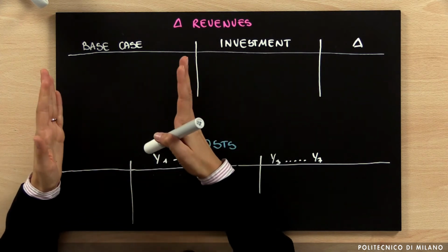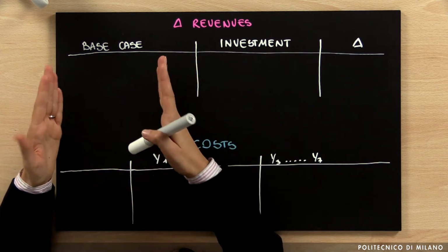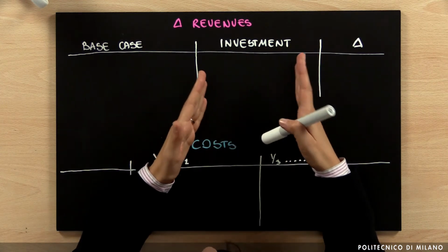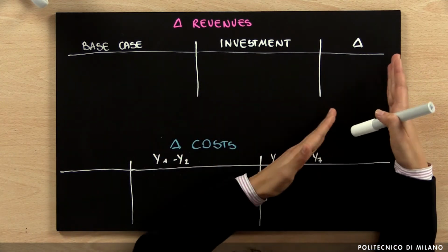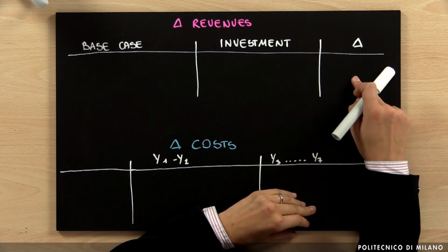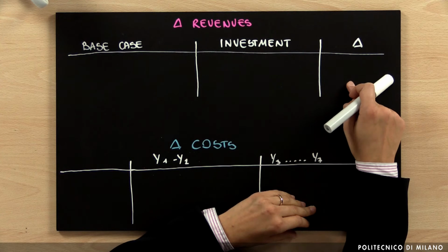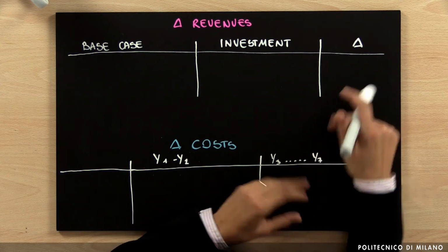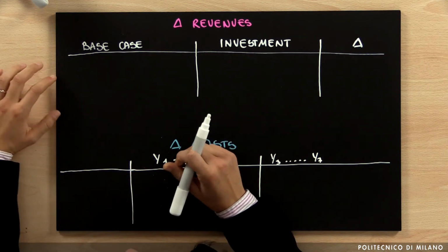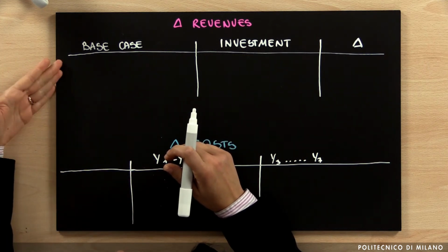In order to identify the variation in the revenues, we can calculate the revenues in the reference case, so without the investment, then the amount of the revenues in the moment in which the company decides to invest, and then the variation. The revenues related to this variation are the ones that we can take into account in the moment in which we want to define the NPV. Let's start from the calculation of the revenues in the base case.